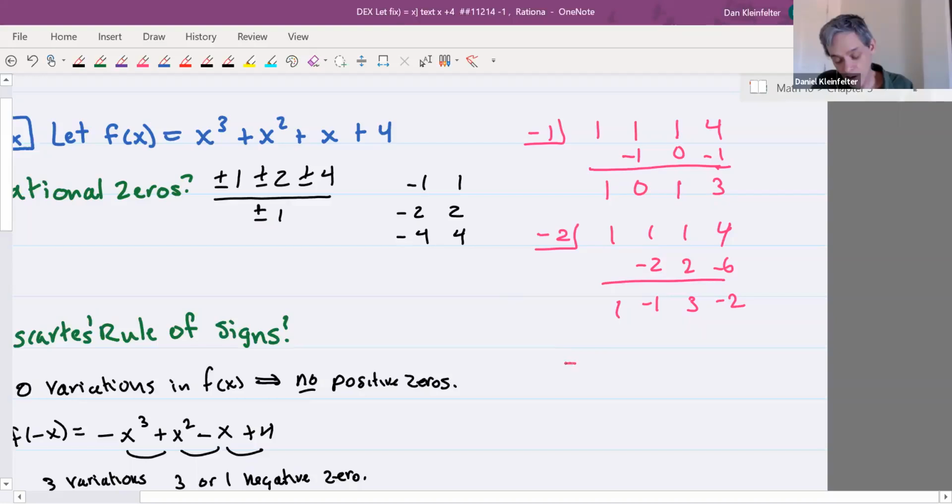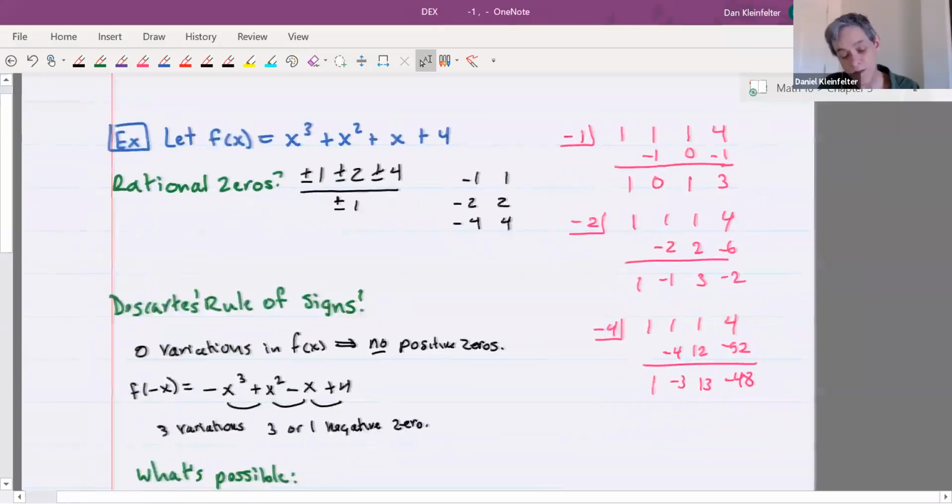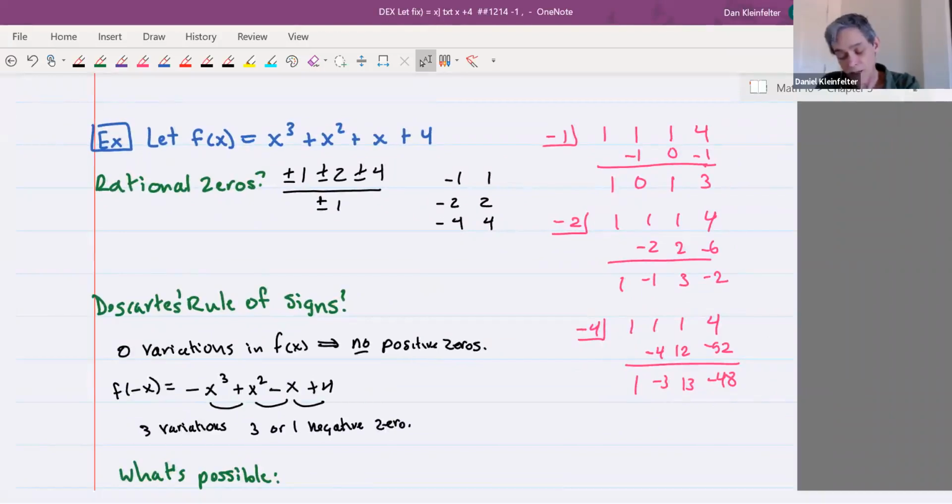Let's try -4. Okay, so -4 times 1 is -4. -4 plus 1 is -3. -4 times -3 is +12. And that looks like it's getting far away already. So we've got 13, we'll have -52, -48. All right, so it doesn't look like we have rational zeros for this one. So that's it. For this one, we've exhausted all the possibilities for rational zeros.